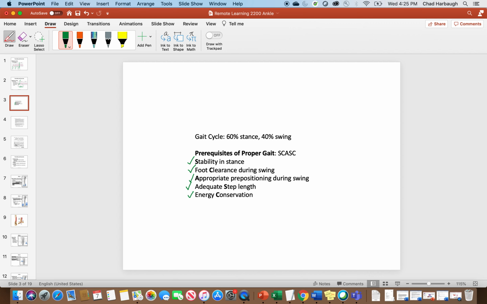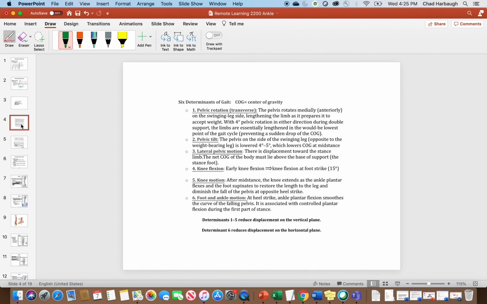And energy conservation just simply means that the individual's visual range doesn't bounce, they don't move side to side during walking. So the energy conservation means that they're walking in a straight line without any compensations through either bouncing or swinging the leg side to side.